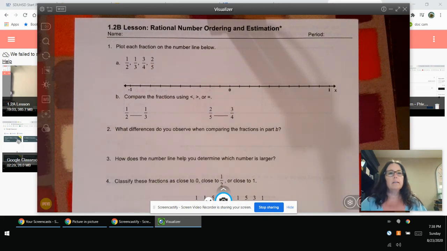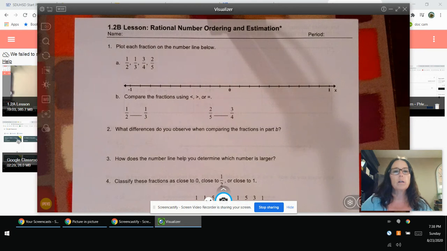Hello, everybody. This is the 1.2b lesson. We're in rational numbers ordering and estimation, which means we're really going to be taking a look at fractions between 0 and 1 and their value on a number line and in relation to one another.